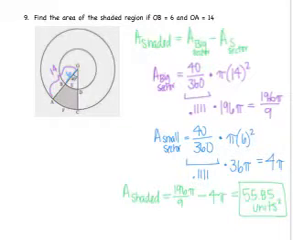So to keep everything very accurate, I put that value in as a fraction, and I got 196 pi over 9. So that's the value I found for the area of the big sector.